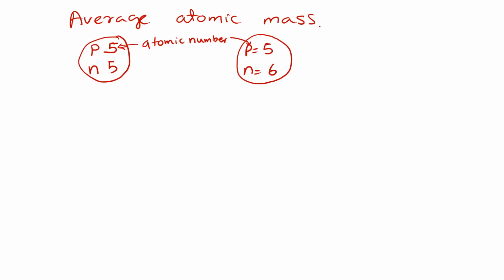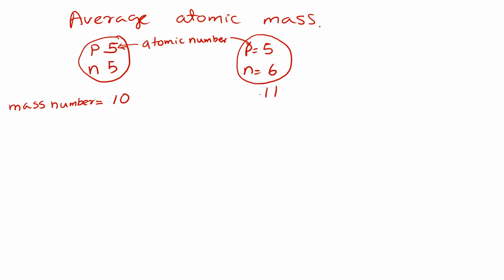Now let's find what their mass number is. Their mass number is the number of protons plus the number of neutrons. So the first atom's mass number is 10. The second atom's mass number is 11. Now you have to know that the mass number is always a whole number. Mass number cannot be a fractional number.